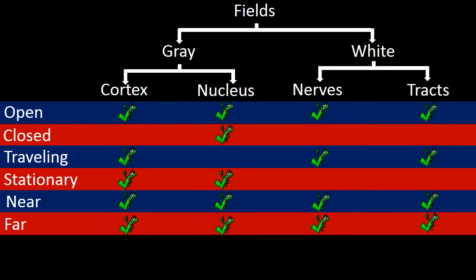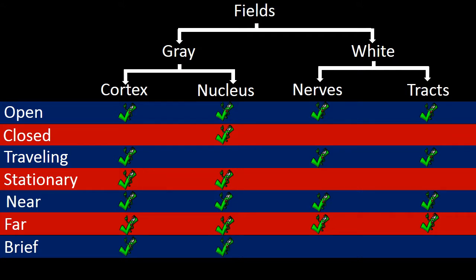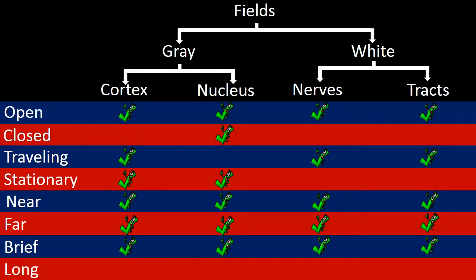The final parameter we use to label electrical fields in biological tissues regards their duration. The definition of brief and long varies among different authors. Electrical fields are defined by some authors as brief when they last less than 300 milliseconds. Brief electrical fields can occur in the gray matter and in the white matter. An electrical field is classified long by the same authors when they last longer than 300 milliseconds. Long electrical fields can be generated by cortices, nuclei, nerves, and tracts.